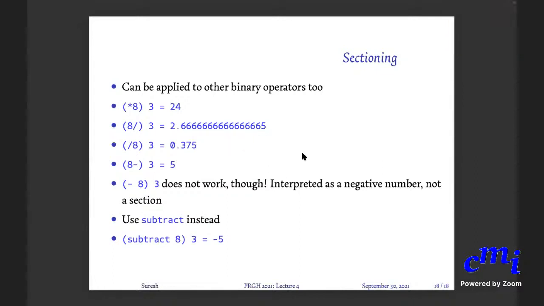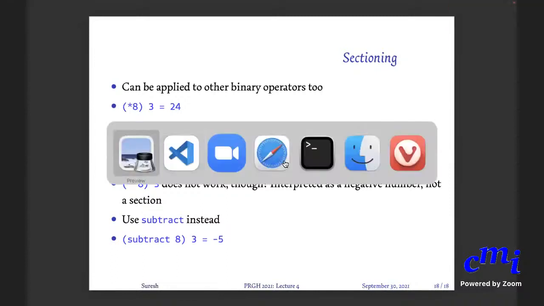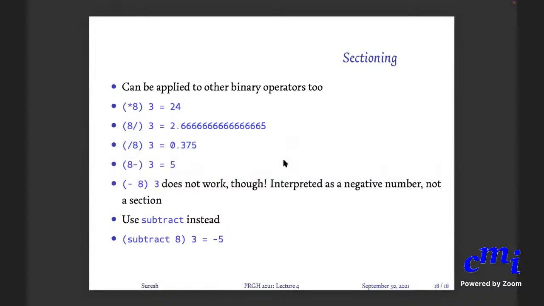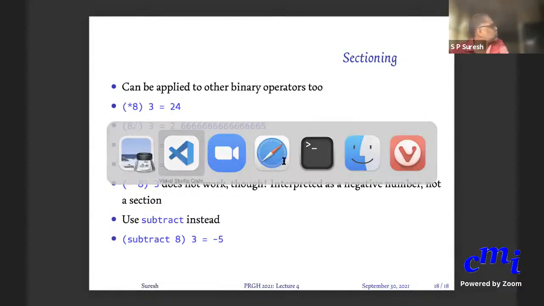If we defined a ternary function, is there any way to use sectioning? Sectioning works only for binary functions. But of course you can always apply the ternary function to one argument and then you have a binary function. Now you can do whatever you want with that. But sectioning usually works only with operators in Haskell. Great. So what else?